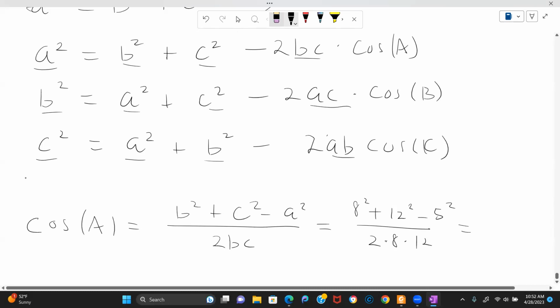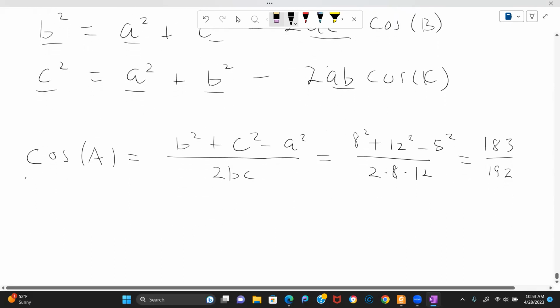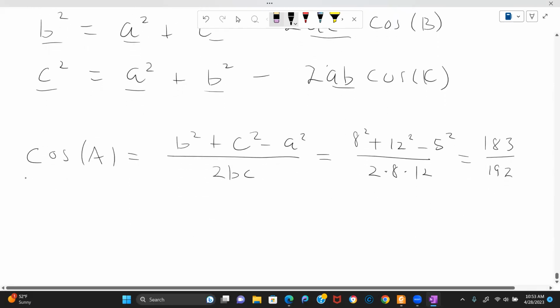That's going to give you, actually, exactly 183 over 192. And now to get cosine A, you just apply the inverse function. So that's going to imply that angle A is equal to cosine inverse of 183 over 192, and you plug that into your calculator. And that is not equal, but approximately 18 degrees.